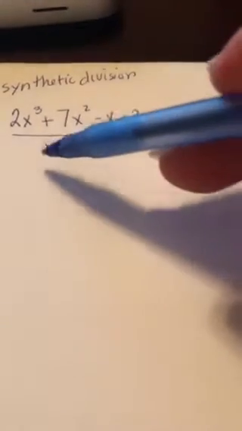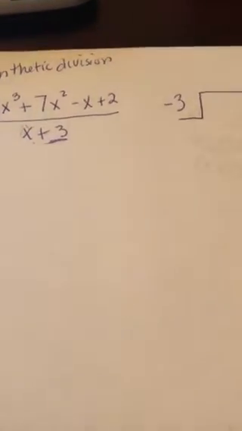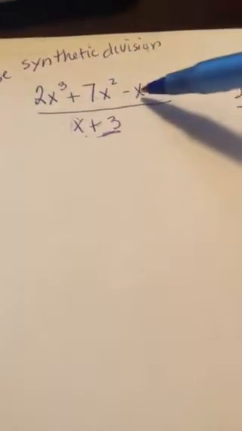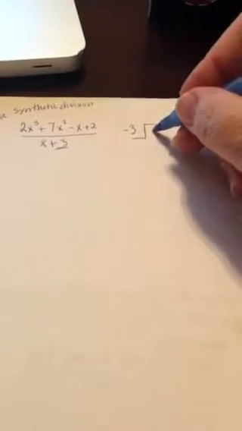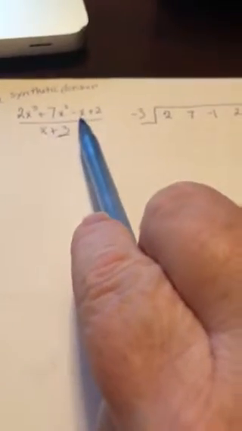What you do is you take the opposite of whatever this number is here. So we're going to put that here. We're going to use a -3. And then inside our division box, we're just going to take the numbers that were on each of the terms. So we have a 2 and a +7 and a -1 and a 2. You see where we got those off of each of these numbers here.